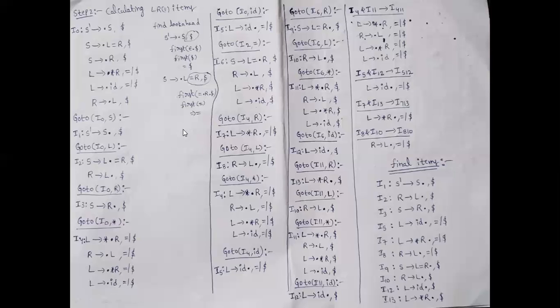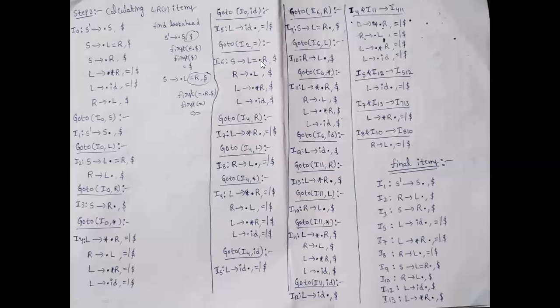So that is I5. Here I5 is the dot. The dot is present at the right end of the production, so there is no need to apply the go to function. We are considering I6, so we are applying go to on I6. Why? Because after the dot we have capital R, capital L, star, and ID.